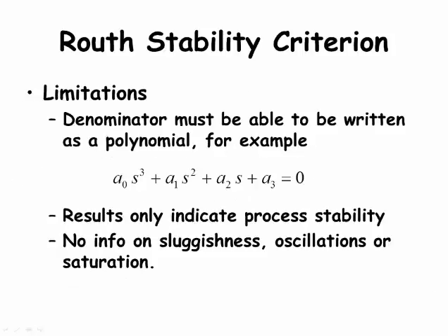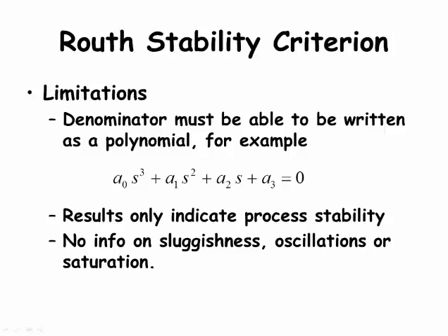For the Routh stability criterion to work, the denominator of the transfer function expression needs to be written as a polynomial set equal to 0. When the denominator is written as a polynomial and set equal to 0, it is called the characteristic equation. We need the values of the coefficients a0, a1, a2, and on.